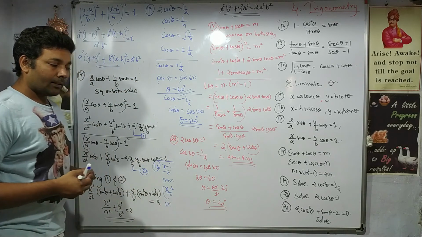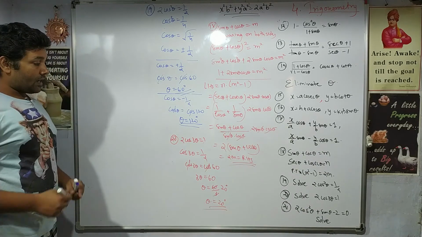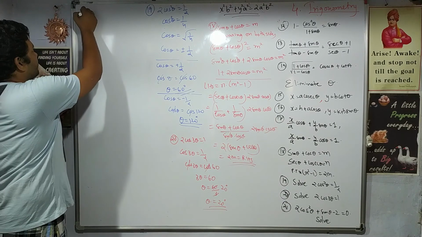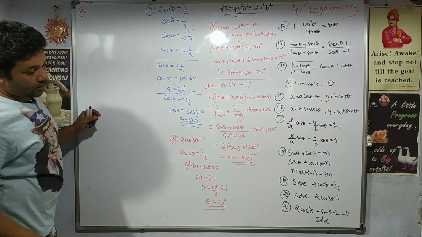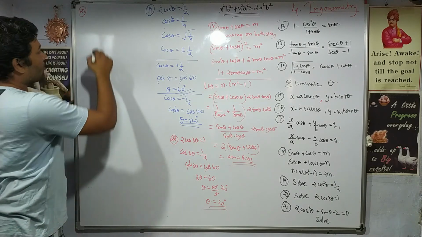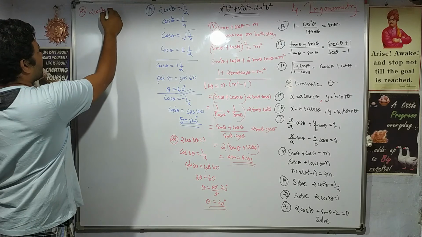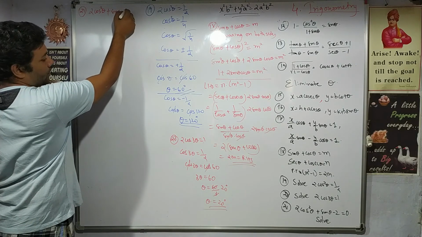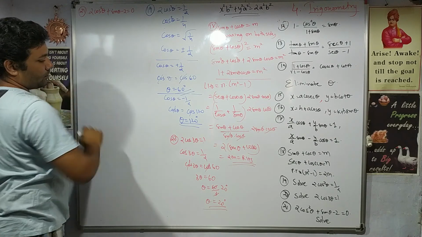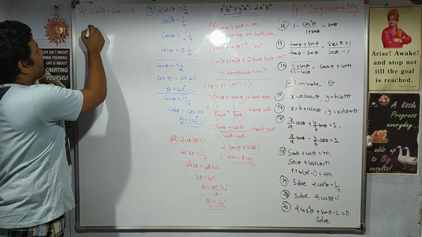Answer simple. Last sum for today. So the last sum, 21. What is the question? Again we have to solve and find out the value of theta. So as I said, don't get afraid by looking at the question, right? Let us simplify.